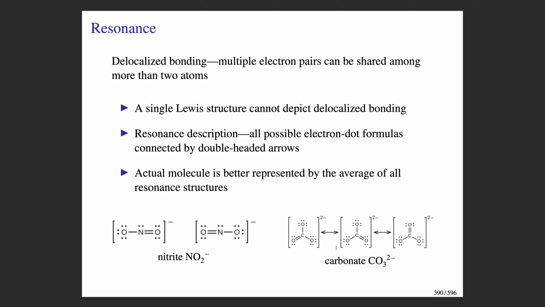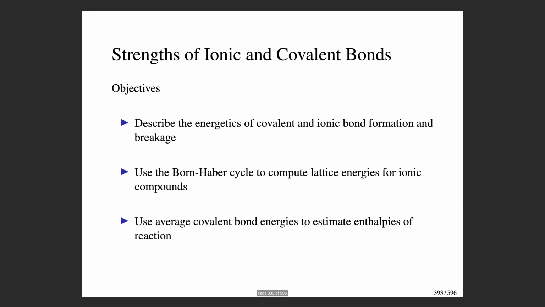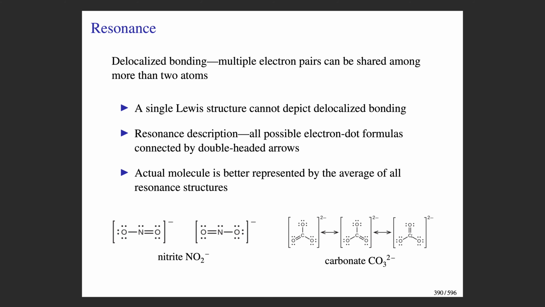Another example here is carbonate. So these are the best Lewis structures for carbonate, and you'll notice that they're all equivalent. The difference is just which oxygen atom has the double bond with carbon. If you look at just one Lewis structure on its own, it indicates that there are two single bonds and one double bond in carbonate. But really, when you look at carbonate experimentally, what you see is that all three carbon-oxygen bonds are identical to one another. And that means that what we have here in carbonate is another example of delocalized bonding.